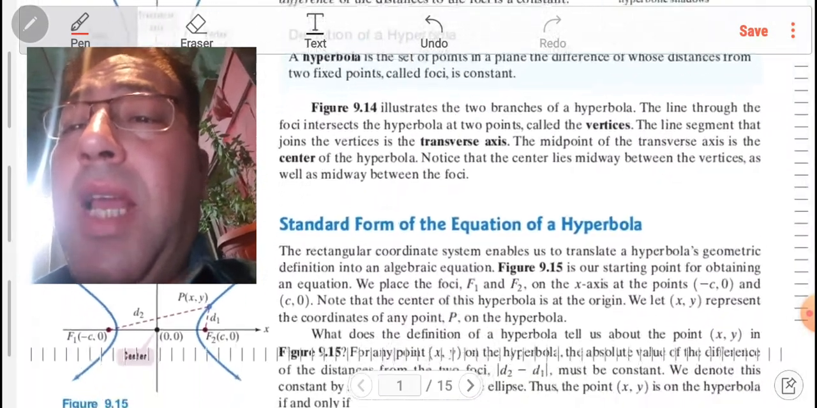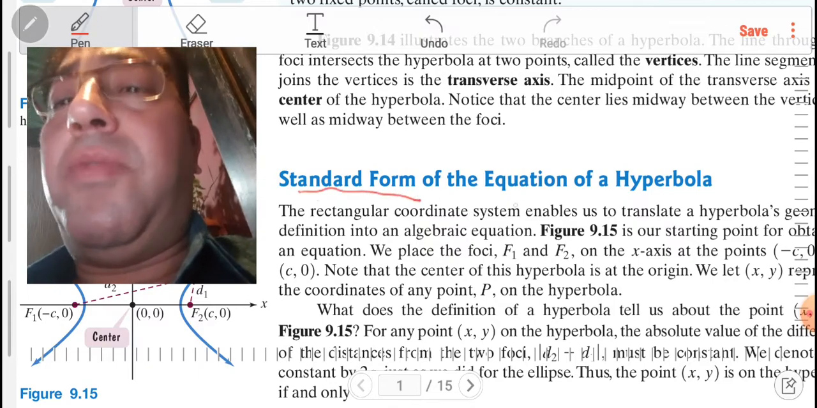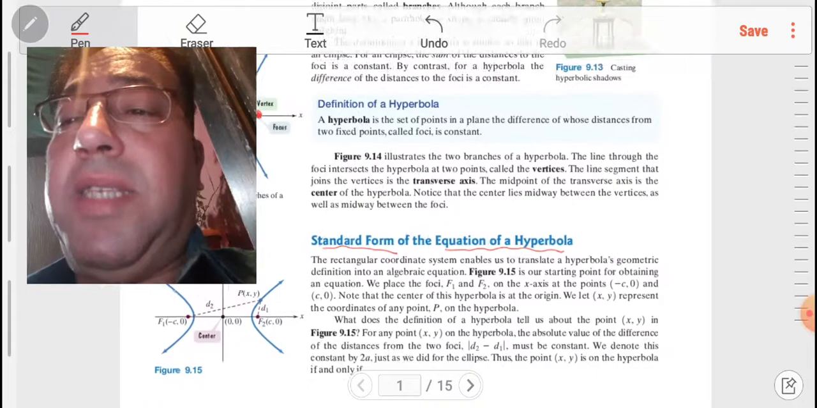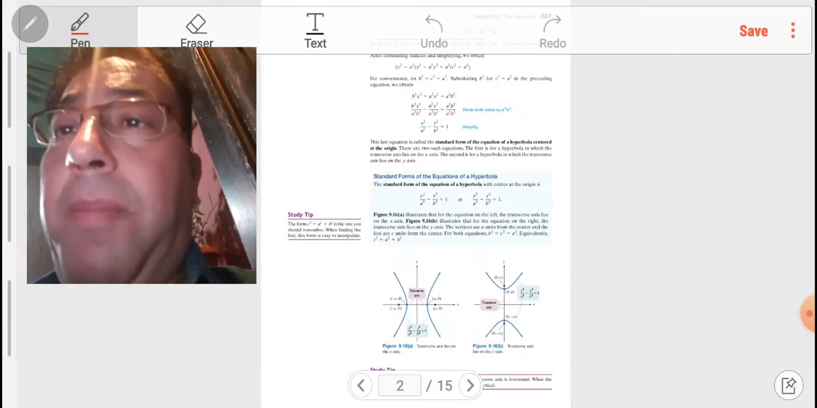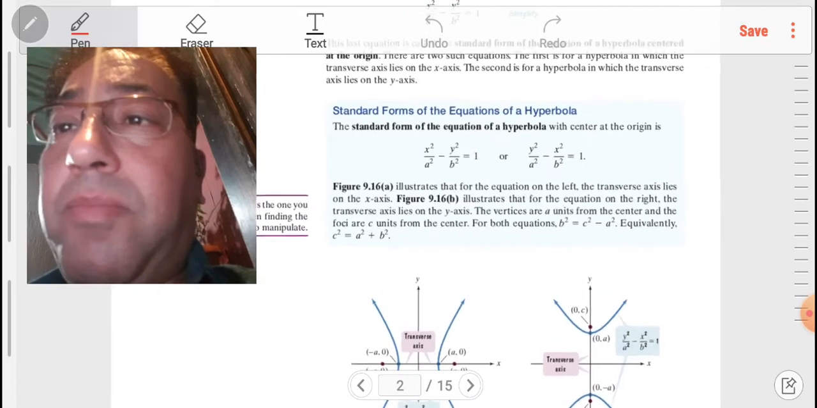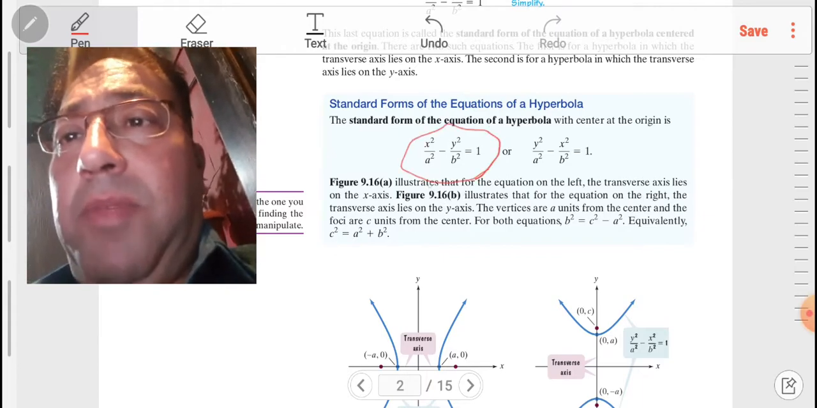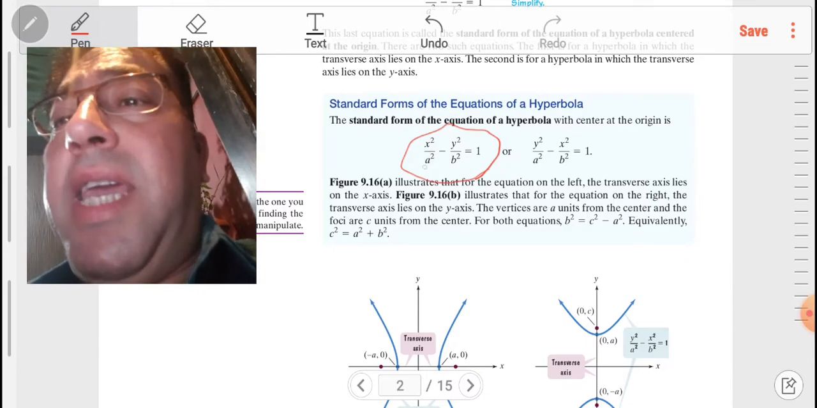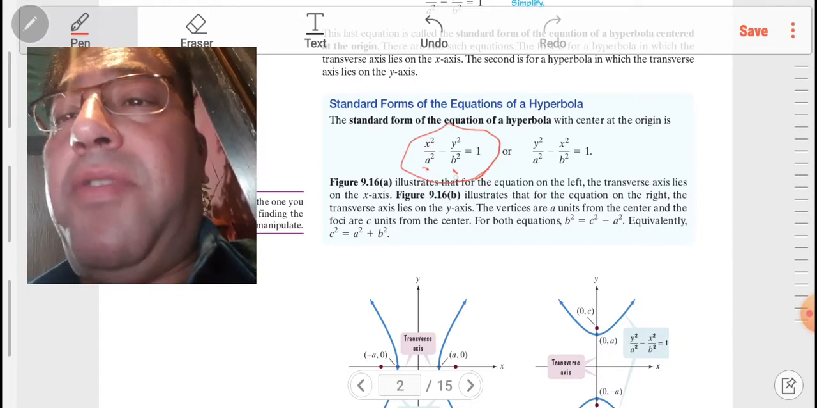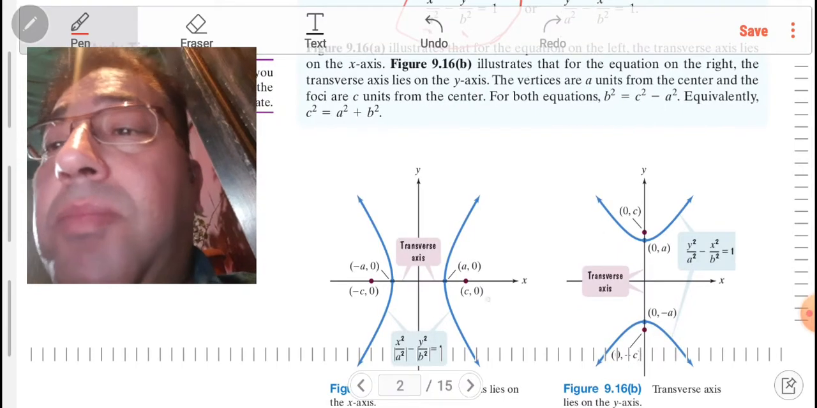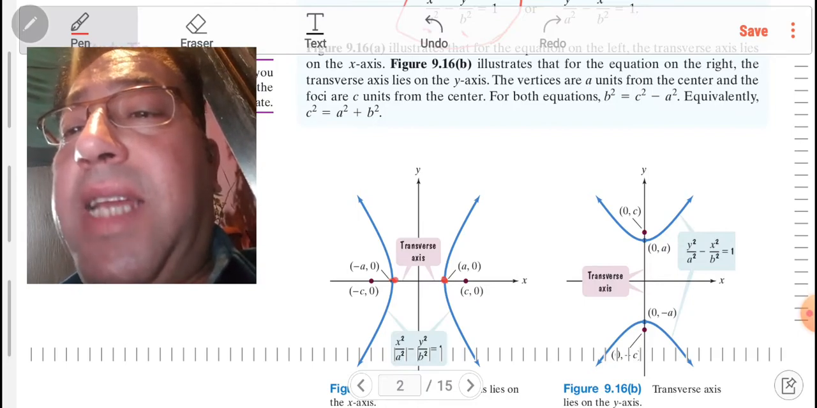As we learned before with the ellipse, we want to learn the standard form of the equation of the hyperbola. The standard form is similar to the ellipse's equation. In the ellipse we already have A and B as points on the curve, but now A and B relate to the hyperbola. Where is A? A is the vertex of the first curve and the vertex of the second curve.